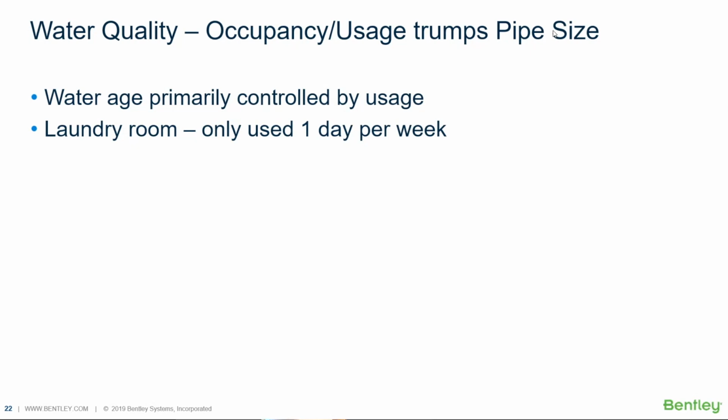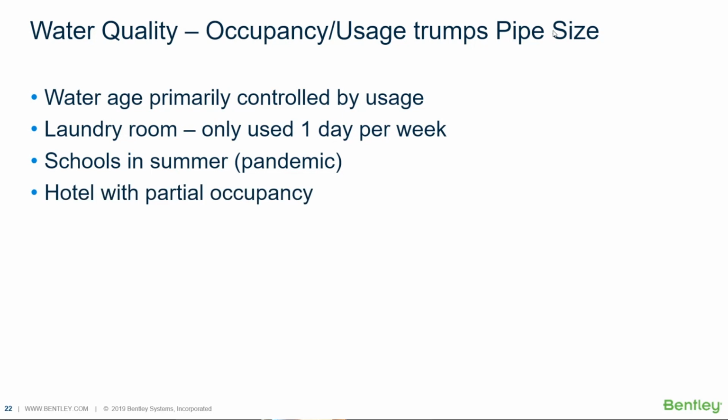So the effect of the size of the pipe going to the laundry room isn't really that great, as much as when you are doing the laundry. And we have a similar thing with schools during the pandemic. What do you do with hotels that don't have much occupancy during the pandemic? There have been some really serious issues and a lot of good work going on in that area.